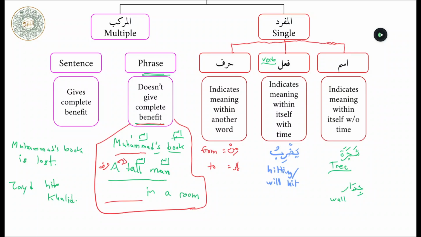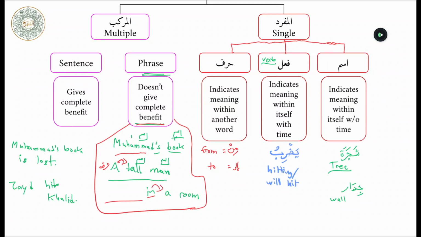All right. In a room. Let's assume it's Zaid in a room, right? But let's just take apart in a room. Does in indicate a meaning within itself? No, it doesn't. Because something has to be within something else. In indicates containment. But for containment to work, A has to be within B. Otherwise, containment cannot work. Therefore, in does not indicate a meaning within itself. In indicates a meaning within something else.